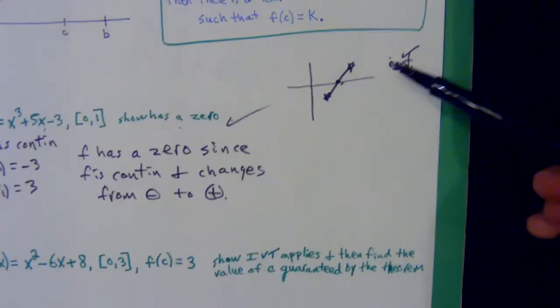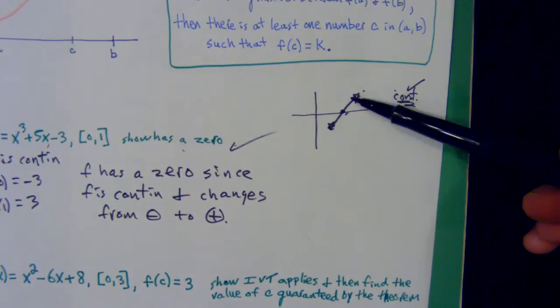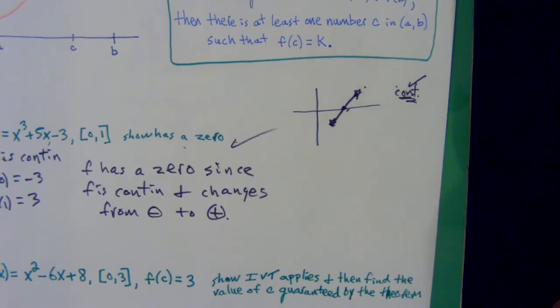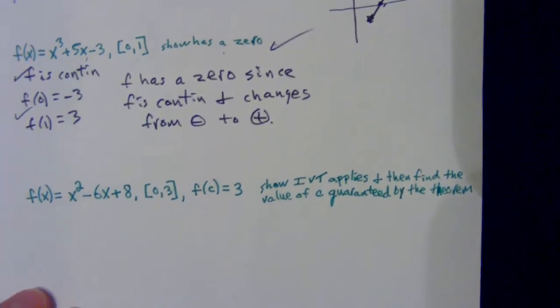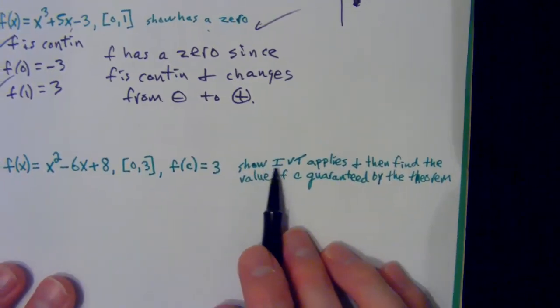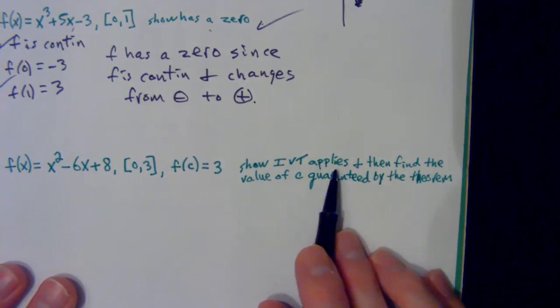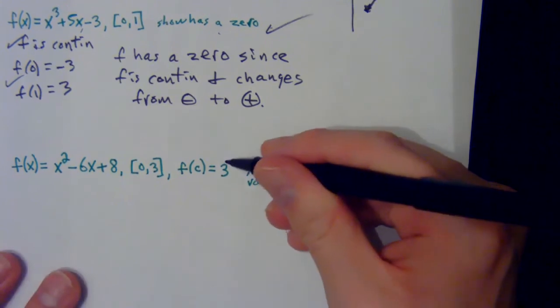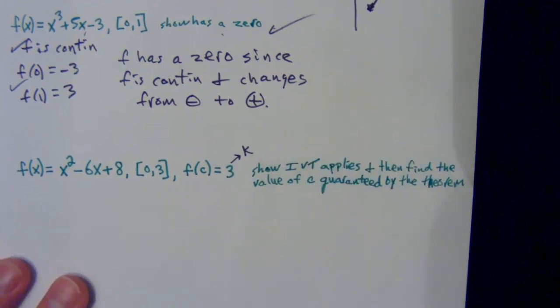All right, so it's not just as easy as getting a negative and a positive value, because if you're going to show it crosses through 3, then you're not going to necessarily have a negative value. You could, but let's just see what's going on here. So first thing on this, the directions are going to say show that the IVT, the intermediate value theorem, applies, and then find the value of c guaranteed by the theorem. Just if you want to connect to that theorem above, that's your k value right there.